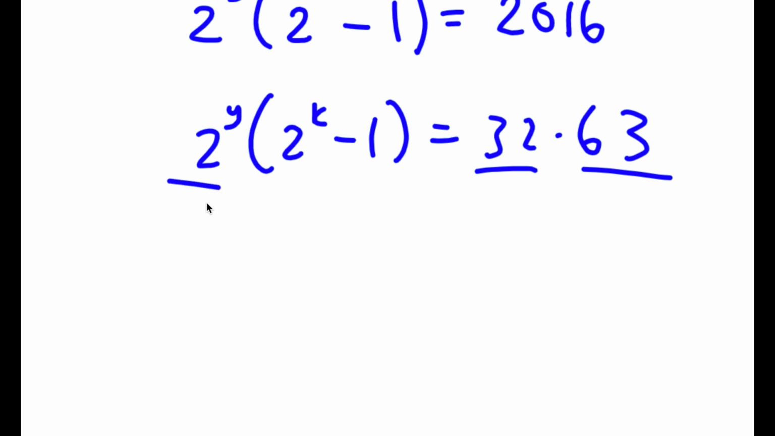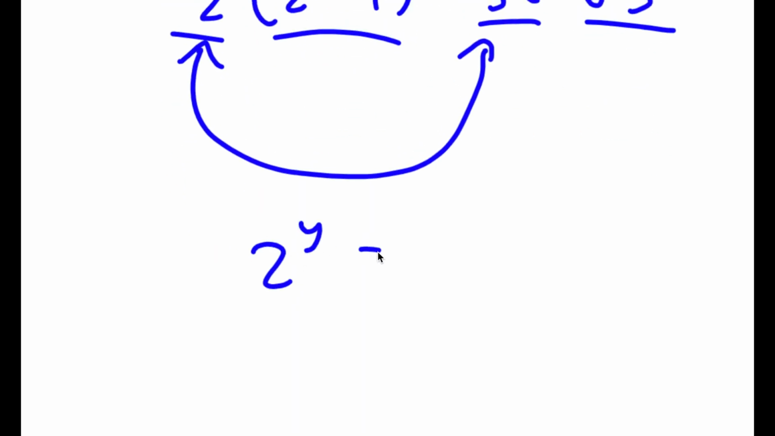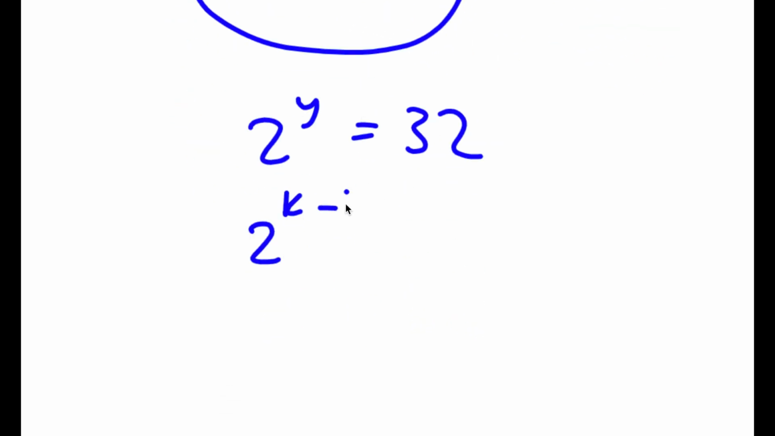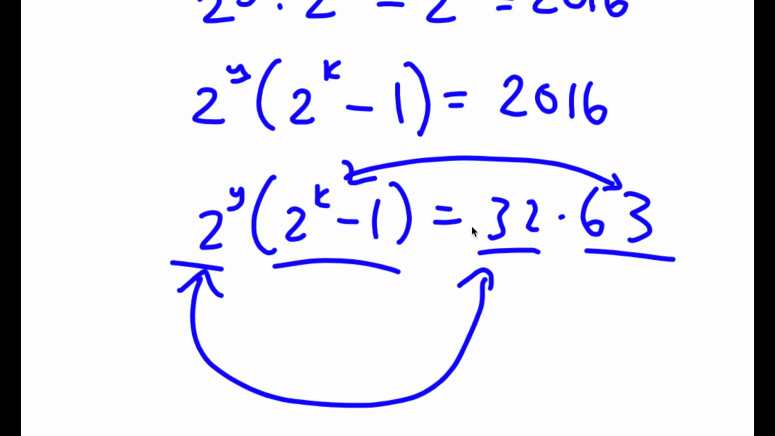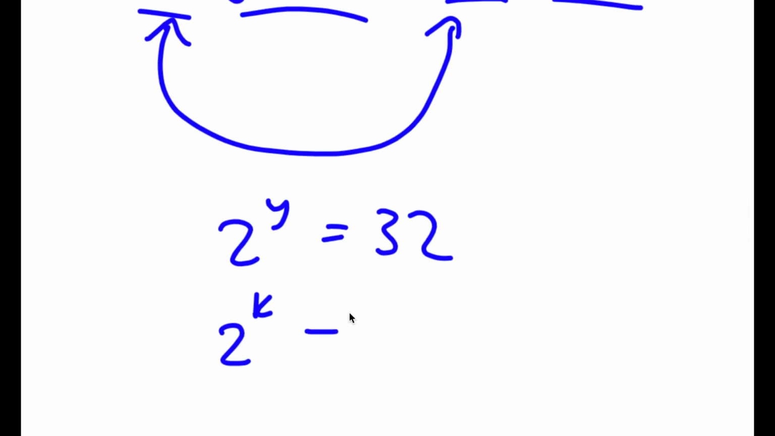And over here, I have an even number, since 2 to the power of any number is even, and I have an odd number, since an even number minus 1 is going to be an odd number. So, meaning these two are equal to each other, and these two are equal to each other. So I have 2 to the power of y is equal to 32, and 2 to the power of k minus 1 is equal to 64. Or sorry, 2 to the power of k minus 1 is equal to 63.